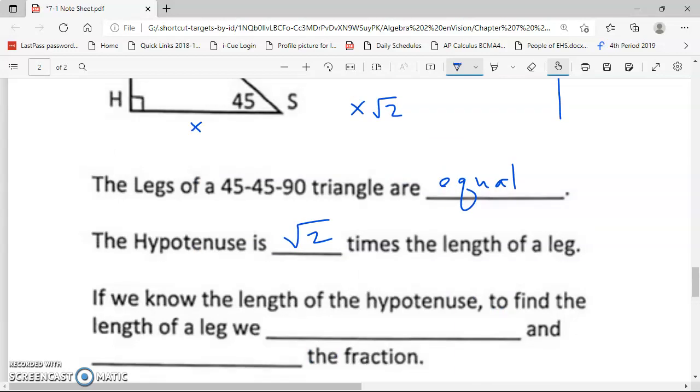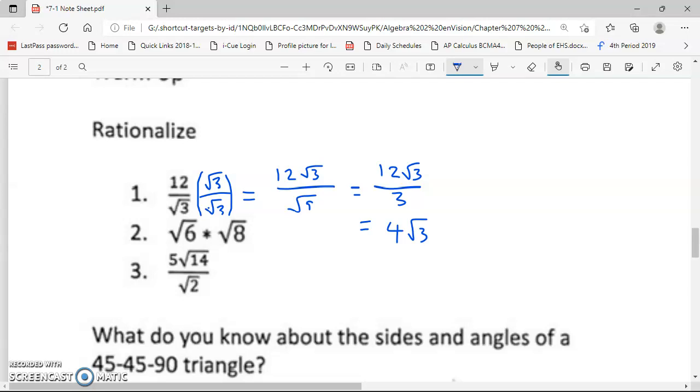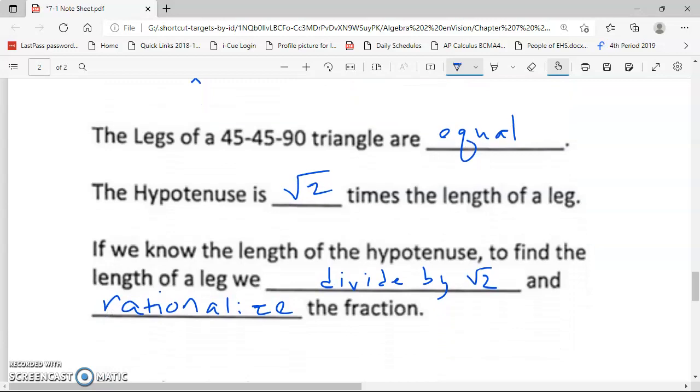If we know the length of the hypotenuse and want to find the length of a leg, we're going to go backwards. Instead of multiplying by square root of 2, we're going to divide by square root of 2, and then we're going to rationalize and reduce the fraction. And what I mean by rationalize is we're going to do what we did up here, where we multiply by 1, except it'll be a square root of 2 instead of a square root of 3.